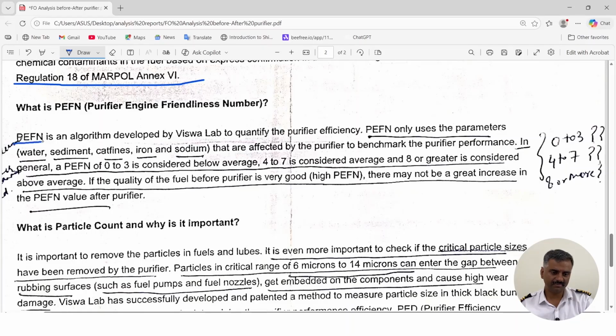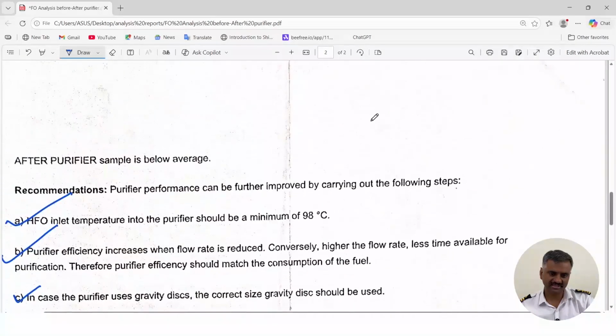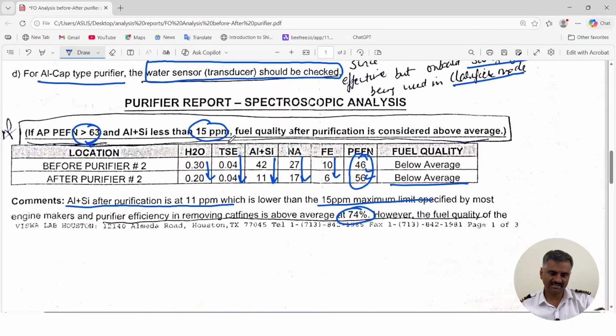Engine friendliness number is a number devised by the lab. It's an algorithm developed by the lab to quantify the purifier efficiency, because they are doing a grading system on the basis of some pointers. What parameters are they using? Water content, sediment, cat fines, iron, and sodium. On the basis of these 5 parameters that they have tested, water content, sediment, aluminum silicon, cat fines, sodium, iron content, these all 5 parameters will result in an engine friendliness number.